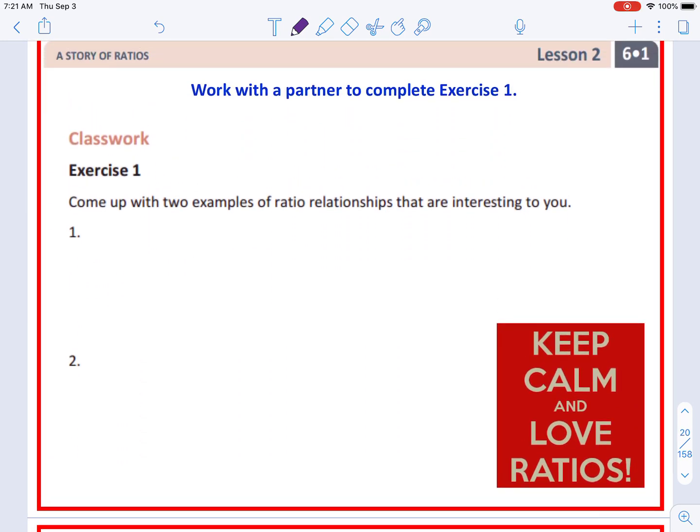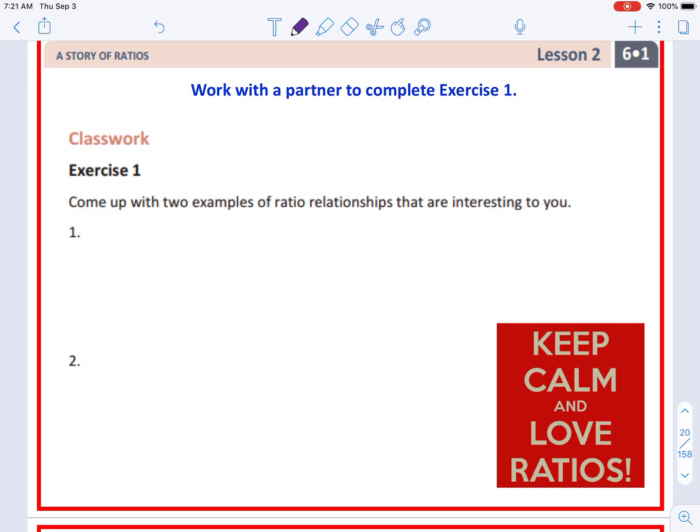So really quickly on your own, I want you to come up with two examples of ratio relationships that are interesting to you. You're going to come up with the description, and then you're going to come up with the ratio. Take a few minutes to do that, pause the video, and go ahead and do that real quick. Okay, so you should have paused your video. I hope you came up with two good examples.